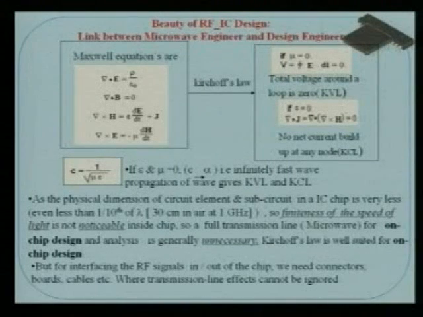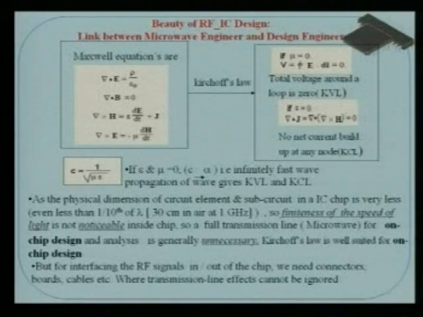Divergence of E equal to rho by epsilon 0. Divergence of B equal to 0, that is, a monopole cannot exist. Then curl of H equal to epsilon del E del T plus J. And curl of E equal to minus mu del H del T. So these are the 4 Maxwell equations. If you look at the other side, the Kirchhoff's law.